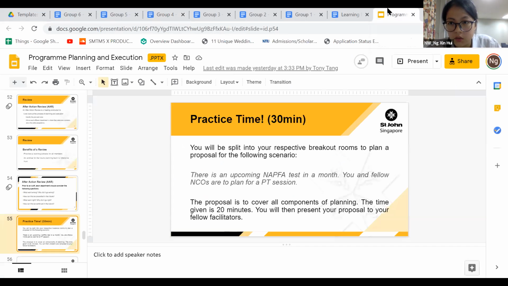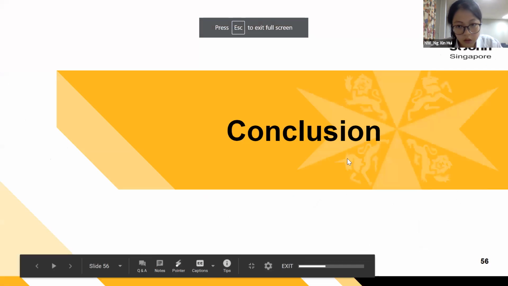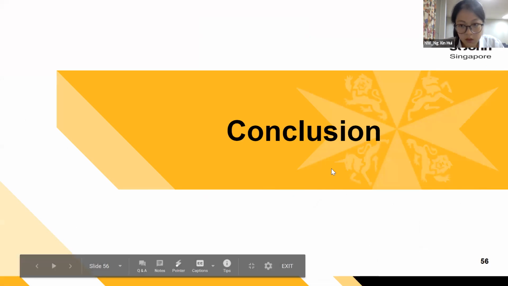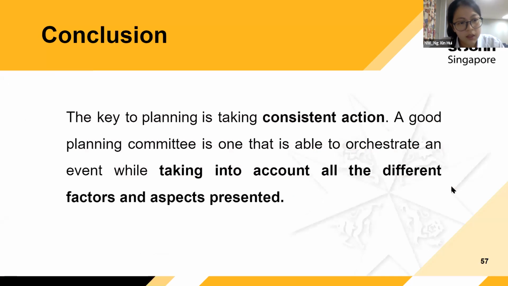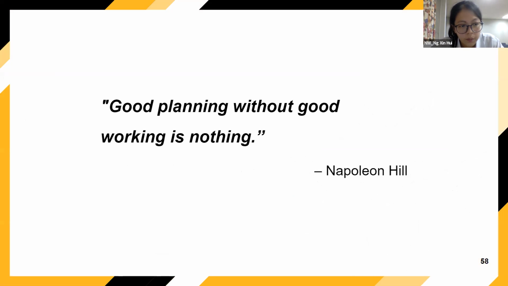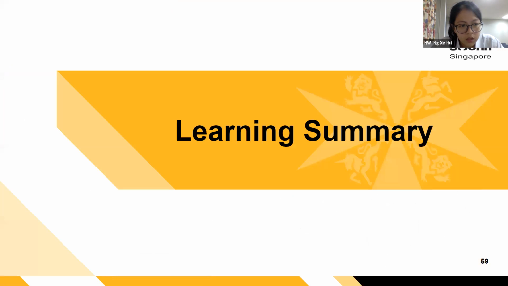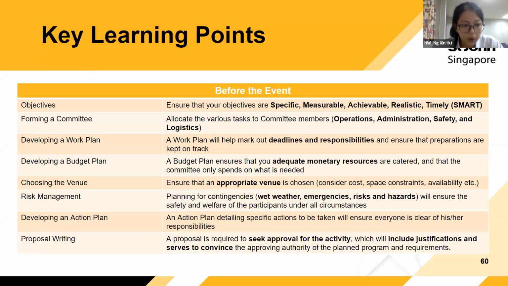So now I'll just do my closing. To conclude, the key to planning is taking consistent action. A good planning committee is one that is able to orchestrate an event while taking into account all the different factors and aspects presented. To summarize, these are the key learning points. You can take a minute to read through and consolidate your learning. You don't have to copy it down once again. You can just look at it on the lecture, or maybe take a screenshot if you really want to keep it.